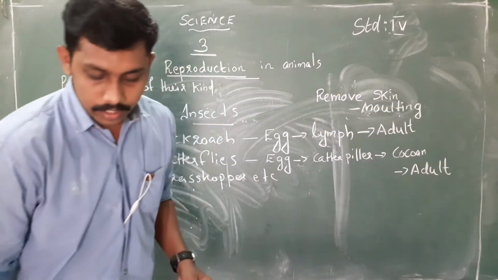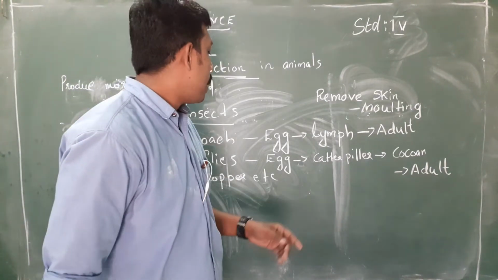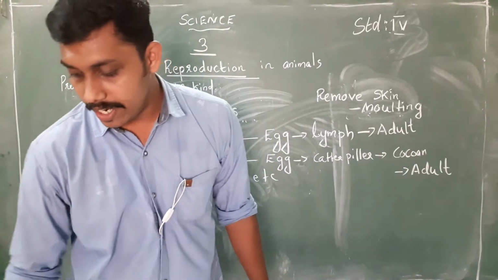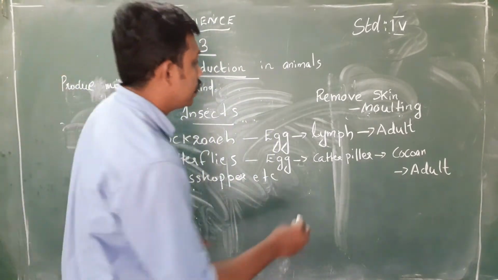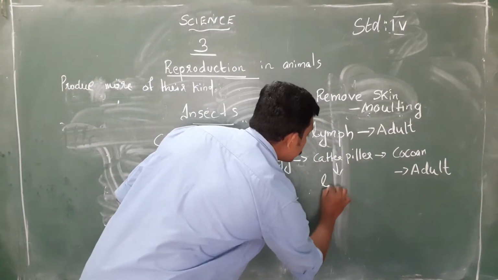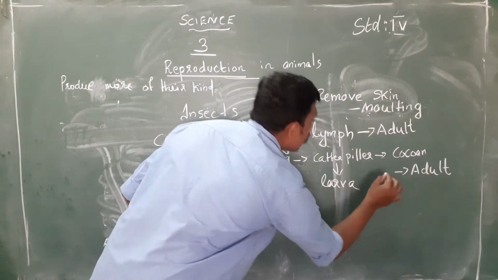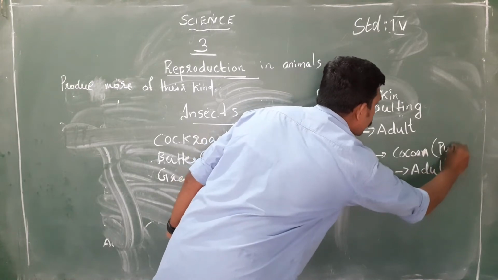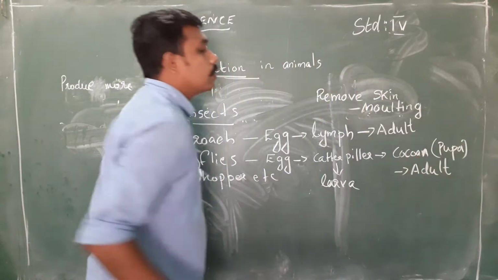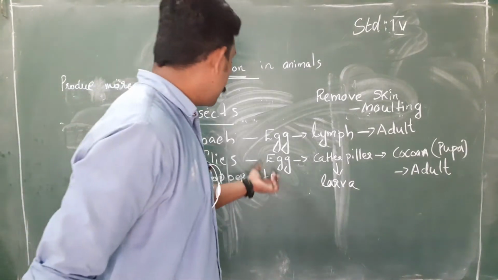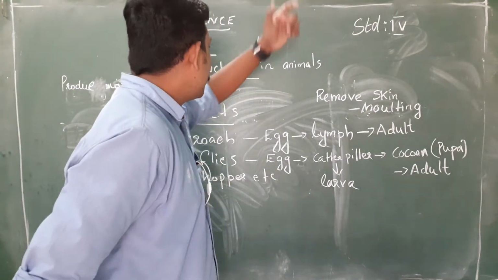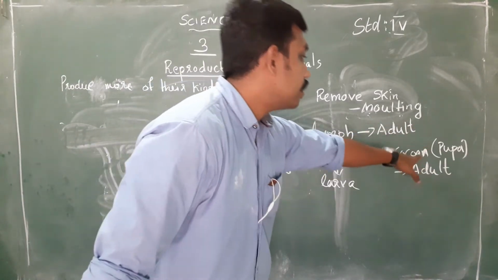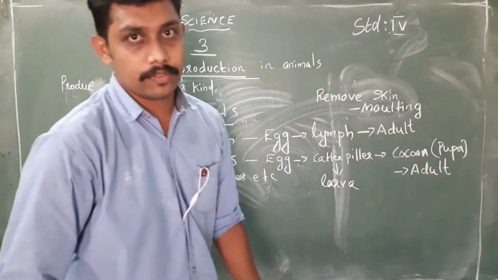Okay, these are the 4 stages in the case of butterflies: egg, caterpillar, cocoon, and adult. Okay, this is again called larva. This is also called pupa. So in the case of butterflies, the developmental stages are mainly egg, caterpillar, cocoon, and the adult butterfly.